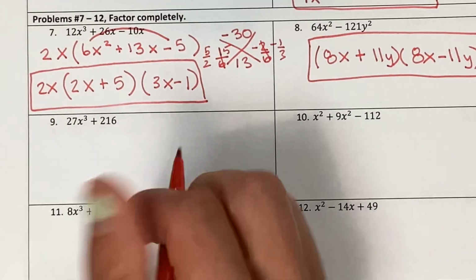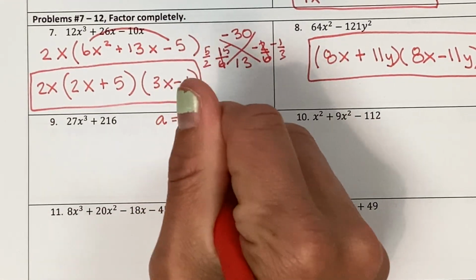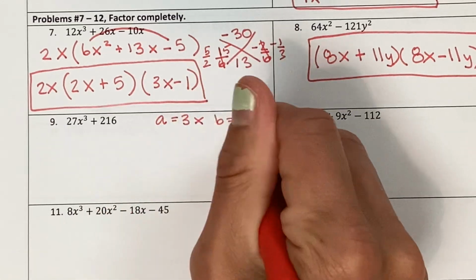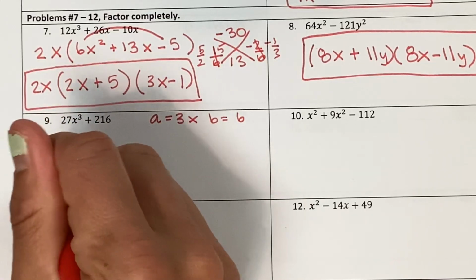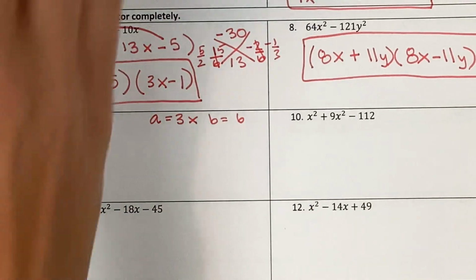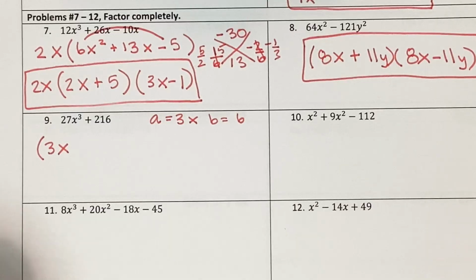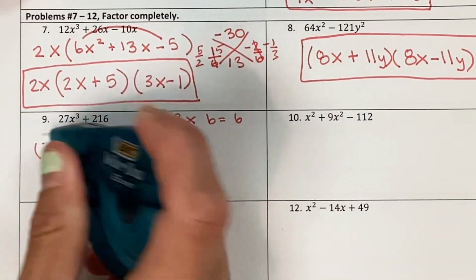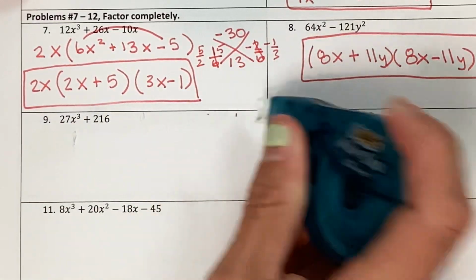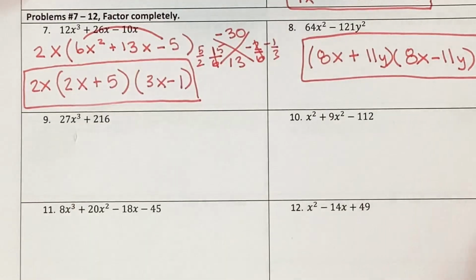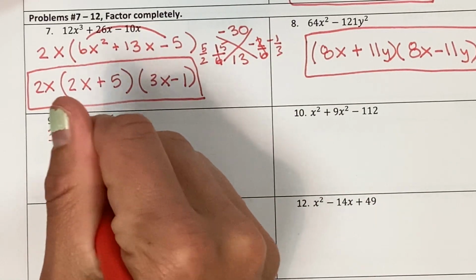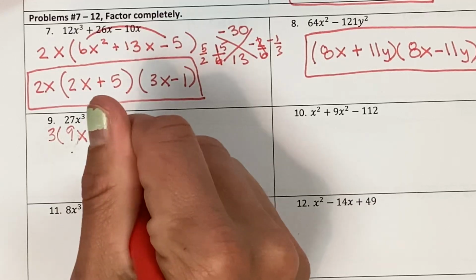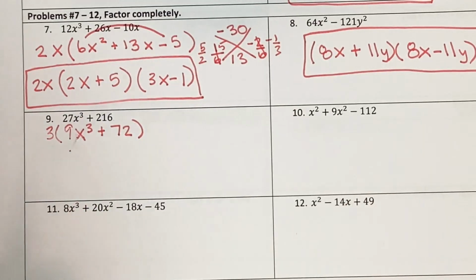On number 9, this is a difference of cubes. So my a is 3x, my b is 6, because 6 to the 3rd power is 216. All right, so 3x, oh wait, this has a GCF. Hold on, we gotta take our GCF out first. All right, we can take a 3 out. And that gives you 9x cubed plus 72.